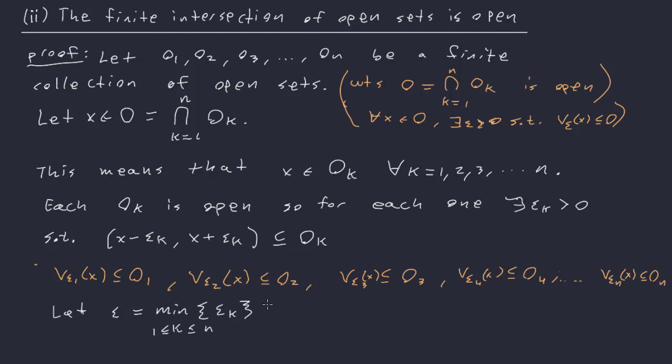And since it's finite, I know, one, that the minimum exists, right? Because remember, that's one of the conditions we need to calculate the minimum of a set, right? A minimum doesn't always exist, an infimum does. But since this is a finite set we're talking about, this set of epsilon k's, I know the minimum exists and must be greater than 0.